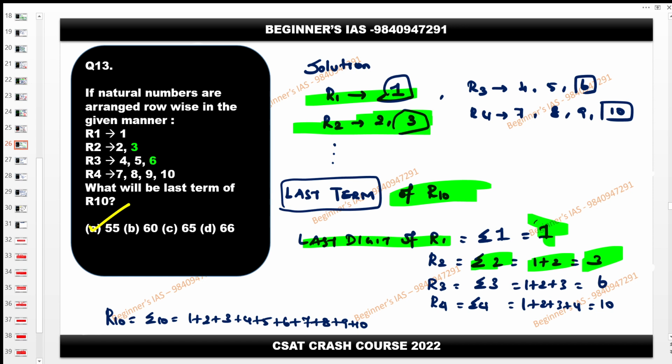So check with this: to get a 6, what do we have to do? Summation of 3. That is nothing but the last term of row 3. Summation of 4 is nothing but the last term of this one. Like this, you need to find the summation of 10 in order to get the last term of R10. Therefore, the summation of 10 is 55. Then the answer is 55. I'll give you time here. Please go through it and clarify. I will wait.